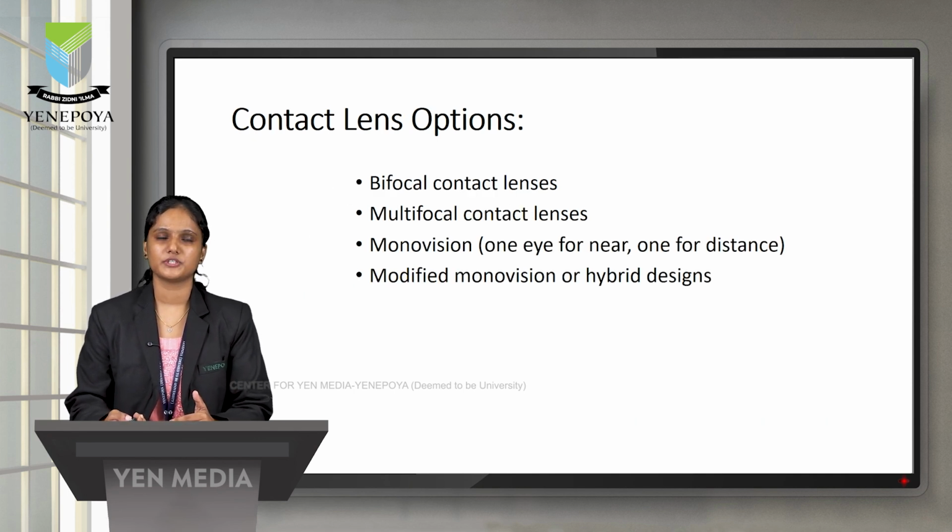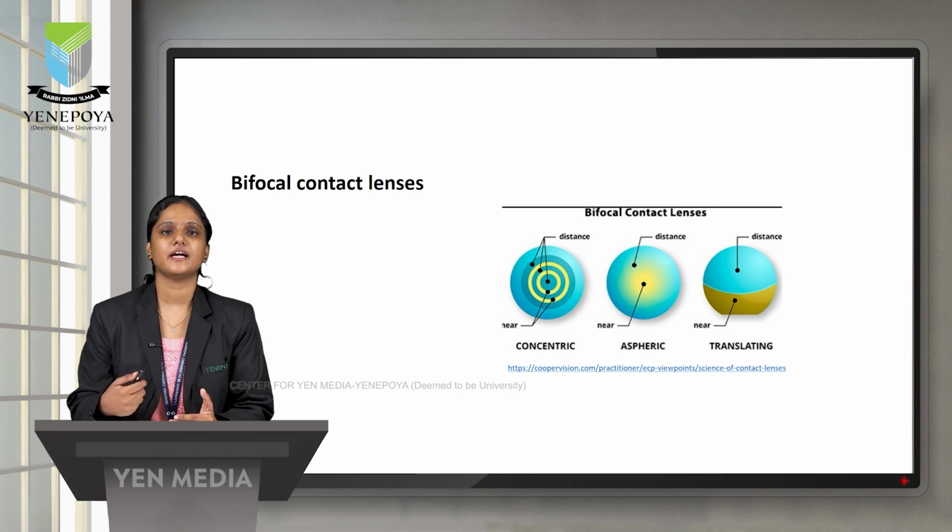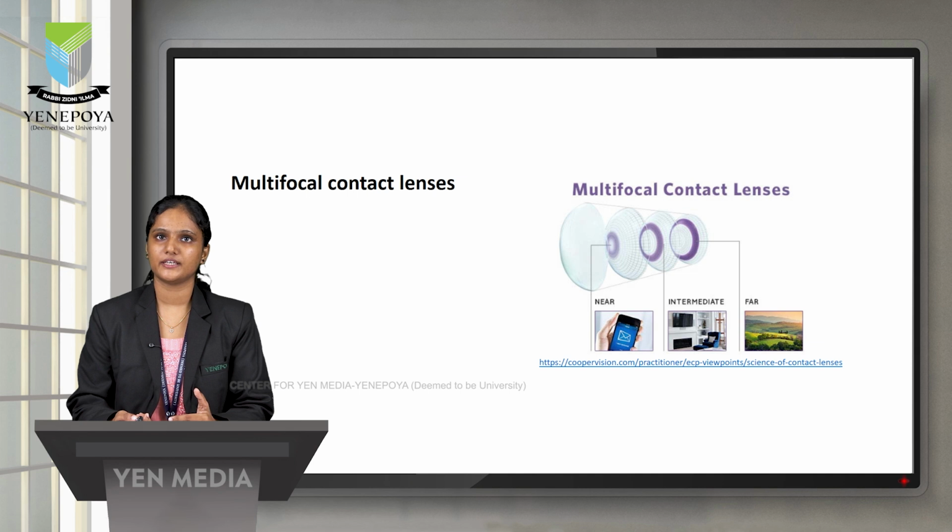Coming to the contact lens options, we have bifocal contact lenses, multifocal contact lenses and monovision lenses. In monovision, one eye is corrected for near and the other eye for distance, and we also have modified monovision or hybrid designs. Bifocal contact lenses come as concentric bifocal, aspheric design and translating types, so there is distance and near vision correction in the same contact lens. Multifocal contact lenses have near, intermediate and far.